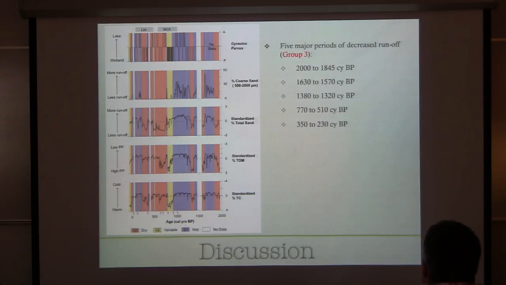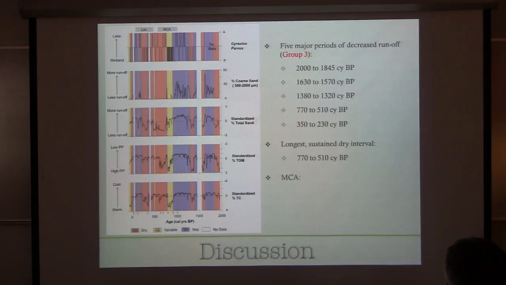We also find 5 major periods of decreased runoff, the most stable of which is from 770 to 510 calendar years BP. And if we look at the MCA, again, the gray up here shows you the time span, which is about 650 to 1050 calendar years BP. We see that there's a gradual transition to a dry climate as we go from group 1 to group 2 to group 3 type sediment.